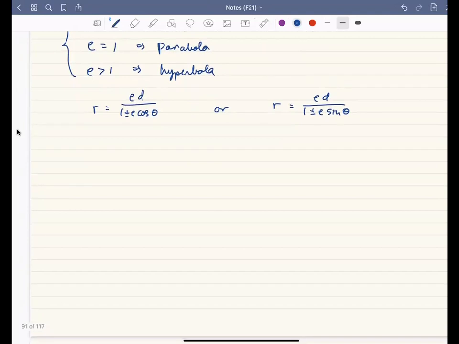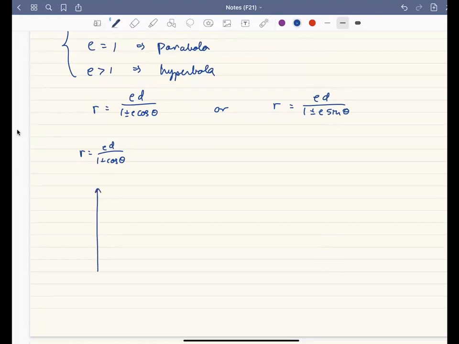And so here's the general situation. If you have r equals ED over 1 plus cosine theta, it turns out that that's going to be centered on the x-axis. My pen doesn't want to work here.